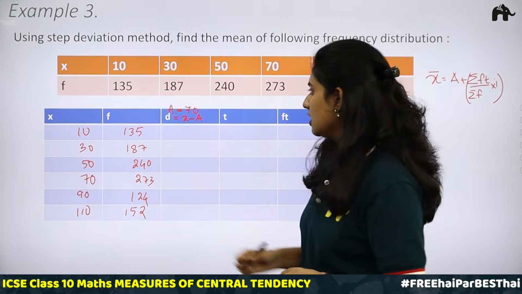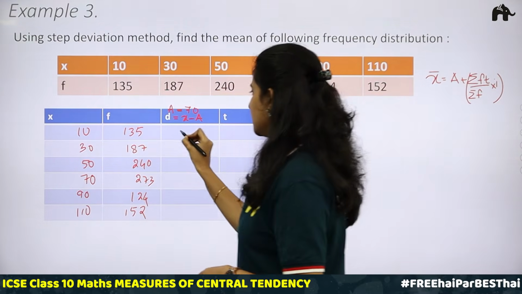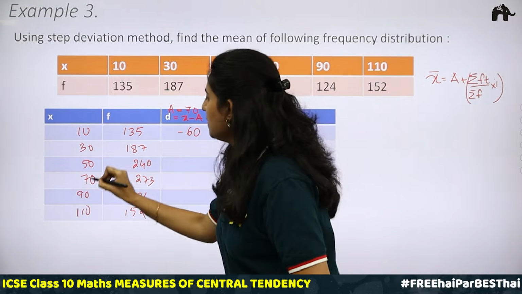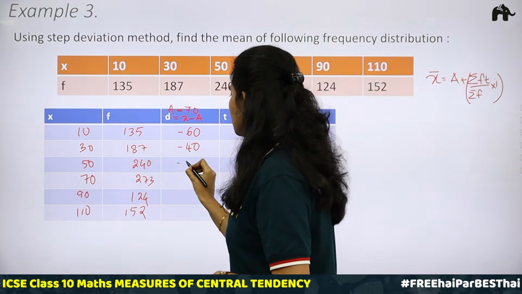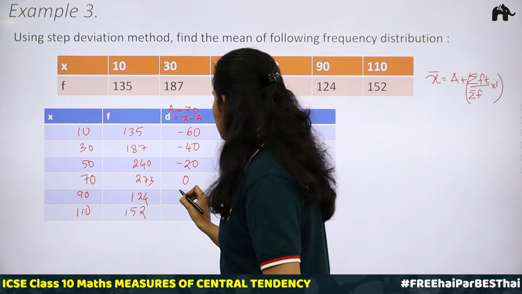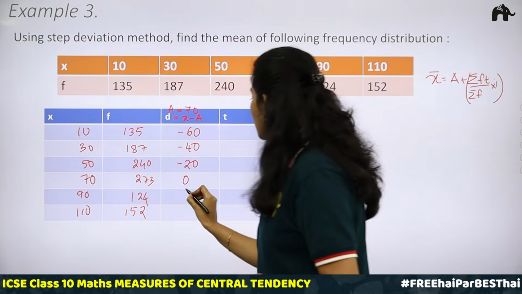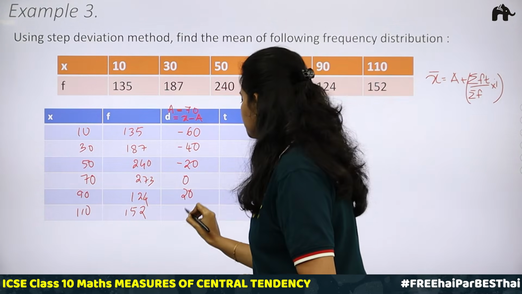Then what is the deviation? First 10 minus 70. What do we get? Minus 60. Next 30 minus 70 is minus 40. 50 minus 70 is minus 20. 70 minus 70, 0. 90 minus 70 is equal to 20. 110 minus 70 is equal to 40.